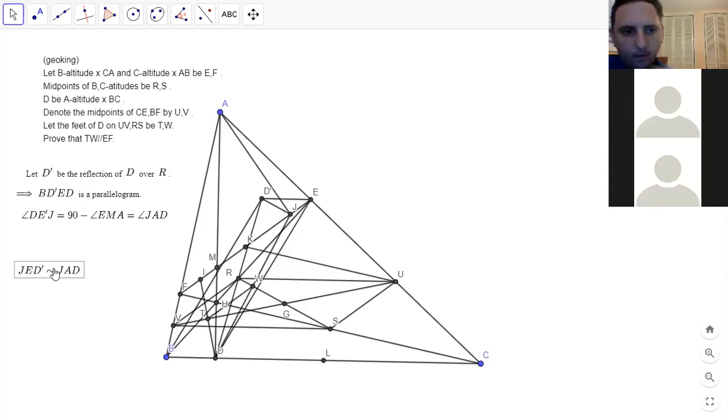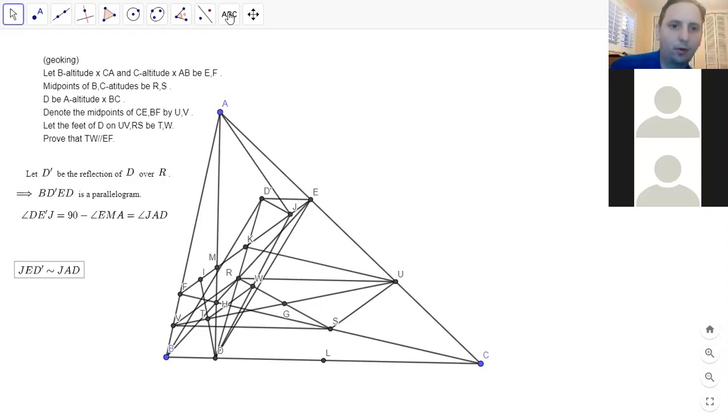So we have JE over D'E is equal to JE over BD, because of the parallelogram thing. So moreover, JE over BD is equal to AJ over AD, because they're similar triangles. I see.